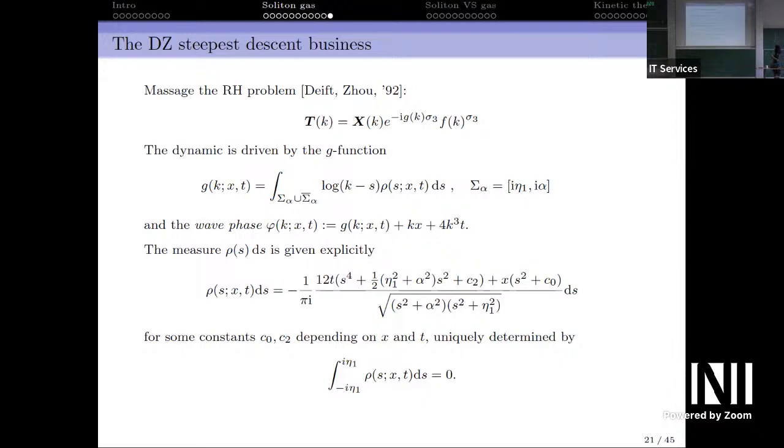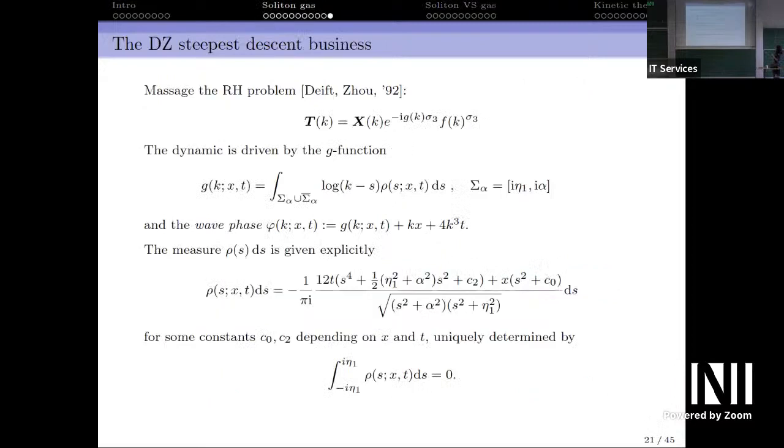And the f is just some other function that will take care of the function r that we have in our Riemann-Hilbert problem, so don't worry about that. We also define the wave phase phi, which right now is not so important, but it's going to be important when we want to study the kinetic equations. So once we introduce the g function, this is what we have.